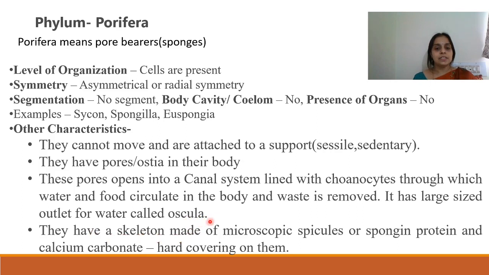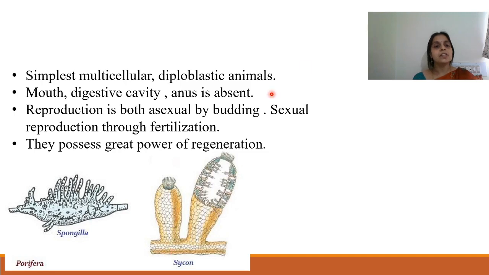They have a skeleton made up of microscopic spicules or spongin protein, and they are made up of CaCO3, calcium carbonate, so that forms a hard covering on them. These are the simplest multicellular diploblastic organisms. Mouth, digestive cavity and anus are absent. Reproduction is both sexual and asexual: asexual by budding and sexual through fertilization. And one important property is they possess a great power of regeneration.